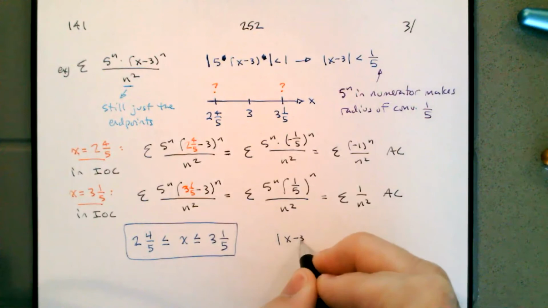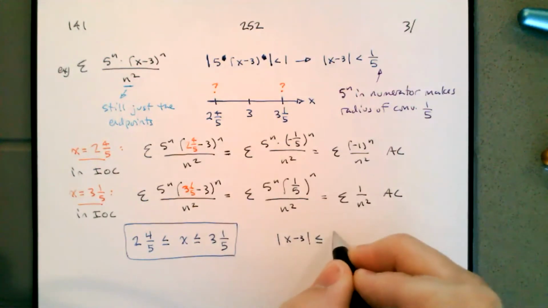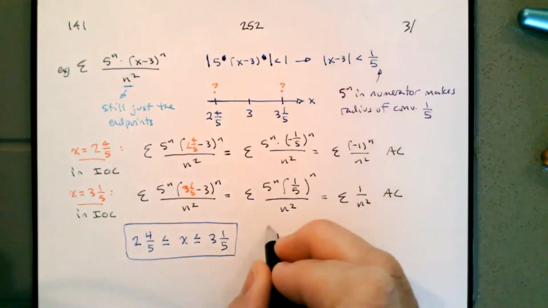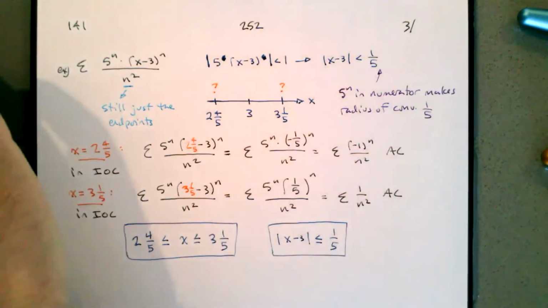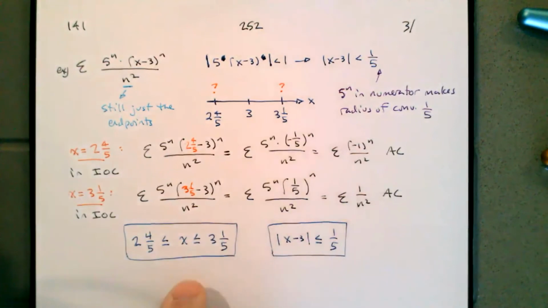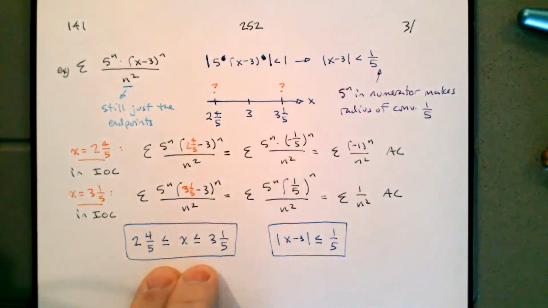Or, since both endpoints are included, I could say it's the absolute value of x minus 3 is less than or equal to 1/5. We only get to write an absolute value inequality when both endpoints are included, because we have the same inequality style.